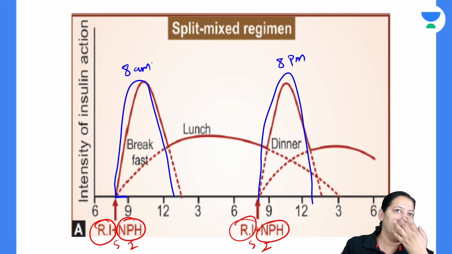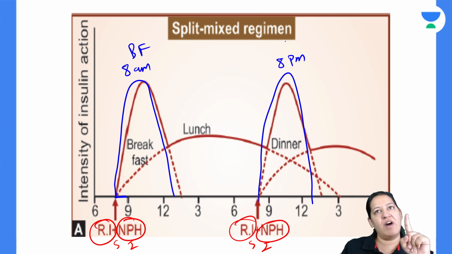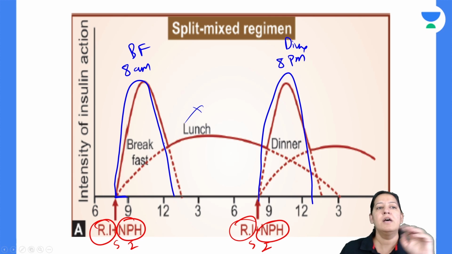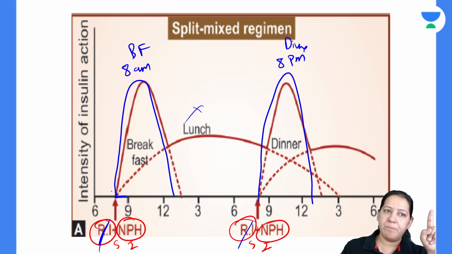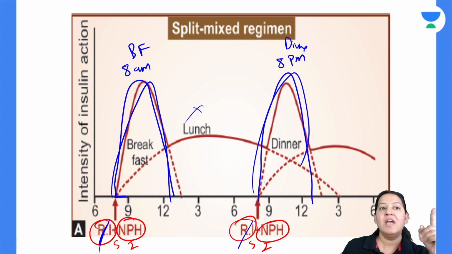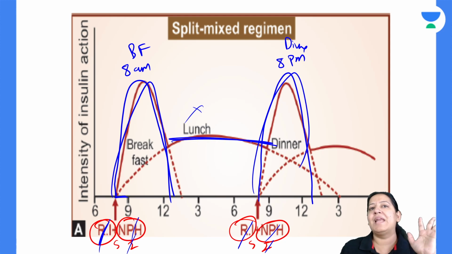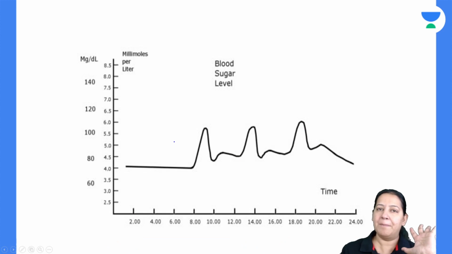This is just before breakfast, 1 hour before breakfast. This is 1 hour before dinner. We are not giving anything at lunch. So regular insulin, that is short acting, will take care of the postprandial hyperglycemia, right? And intermediate acting, that is NPH, will take care of the basal sugar between meals. So that is the purpose of both. Have you got it? So we take 3 meals.